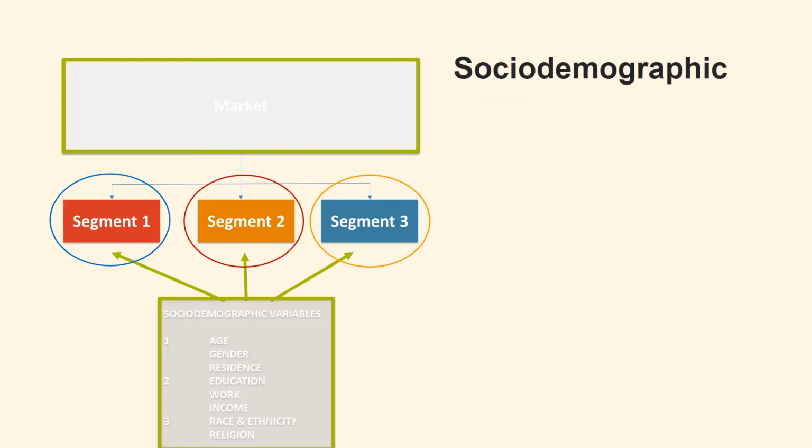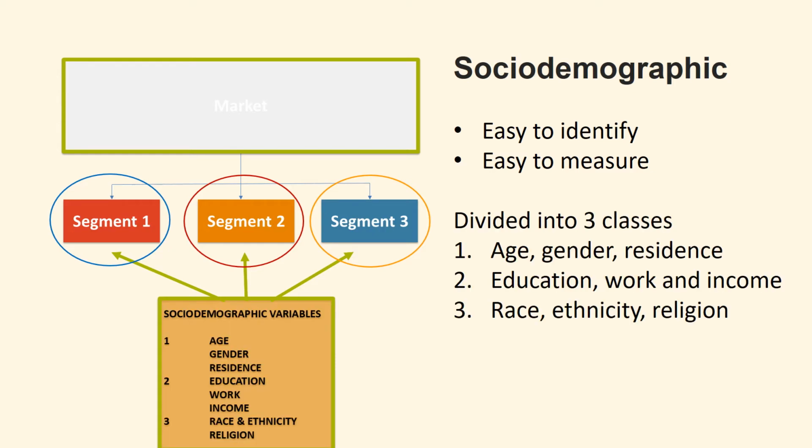The first is sociodemographic variables. These variables are quite easy to identify and measure. They are divided into 3 classes. The first contains age, gender, and residence. The second contains education, work, and income. And the third and last contains race, ethnicity, and religion. These 3 classes may be reviewed as follows.